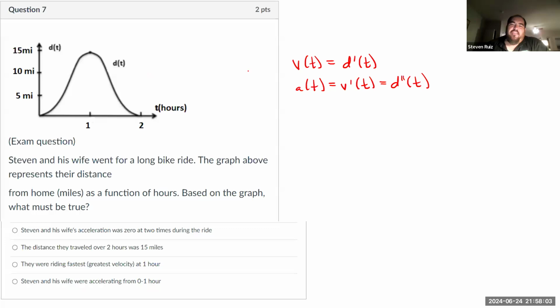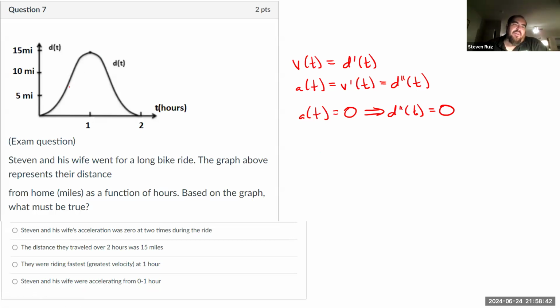So I have a graph of distance with respect to time. What on the graph gives me clues about the second derivative? That's going to come from the concavity. I'm looking for points where the acceleration is 0, or equivalently, the second derivative equals 0. So those are probably going to be inflection points. So really, let's look for inflection points here, those places where the concavity might be changing.